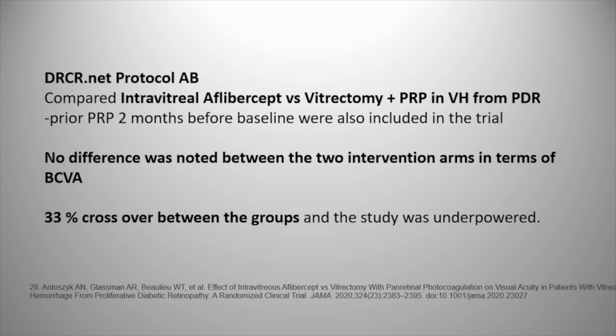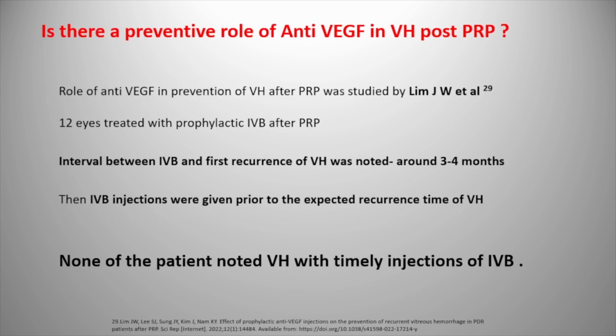DRCR.net protocol AB compared intravitreal aflibercept versus vitrectomy plus PRP in VH after PDR. In the sample, PRP done 2 months prior to baseline was also included in the trial. In the study, no difference was found between the two intervention arms in terms of BCVA. However, a 33% crossover was seen. That means some cases in the aflibercept group did undergo PRP, while some cases in the vitrectomy plus PRP group had to be given aflibercept.